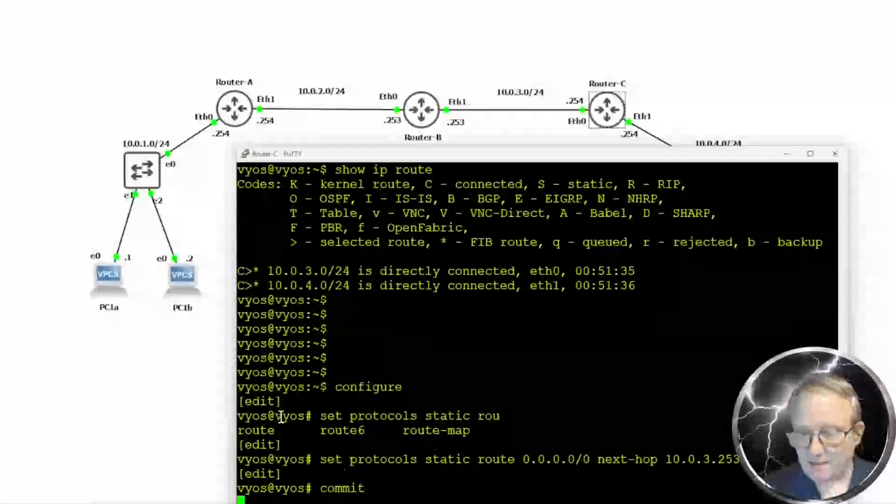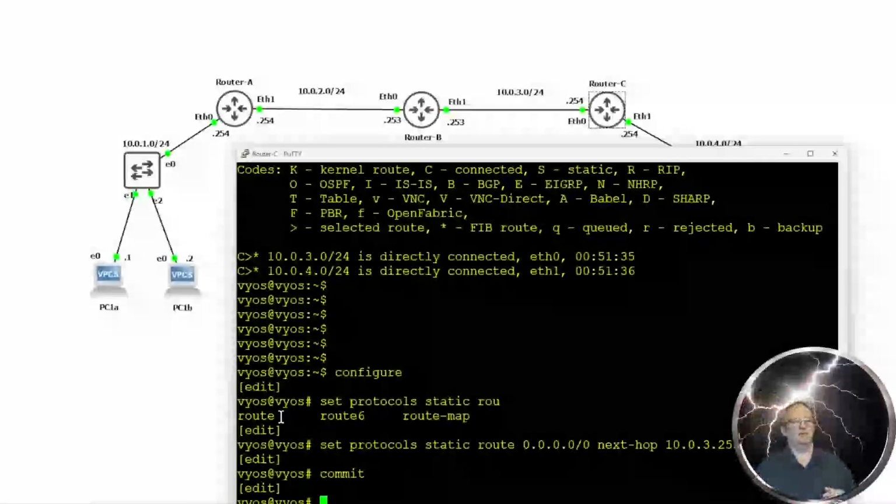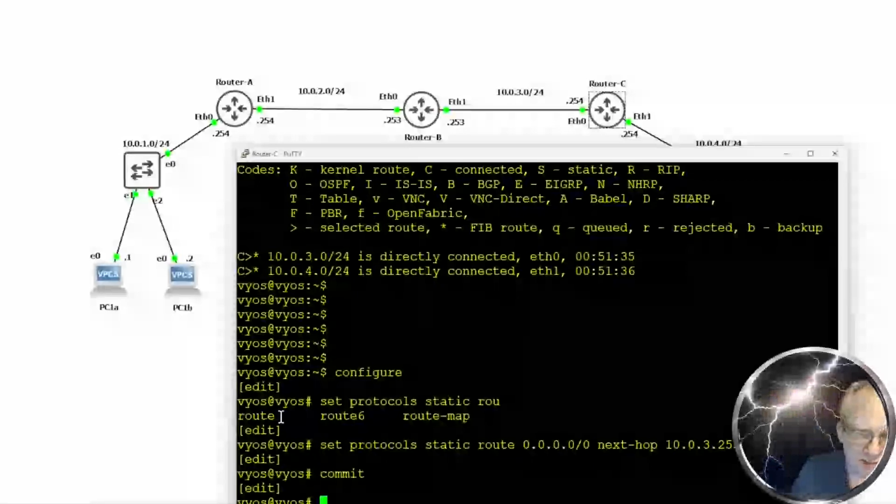Configure that, commit it, and we should be done here. Because now we can go send our packet through router A to router B to router C to PC2. And then PC2 will turn around and send the reply to router C. Router C knows how to get it back. Because it doesn't match any of the directly connected networks, it's going to send it to its default route to router B. Router B already has an entry that says, okay, the 10.0.1 goes to router A. And router A will send it back to PC1A.